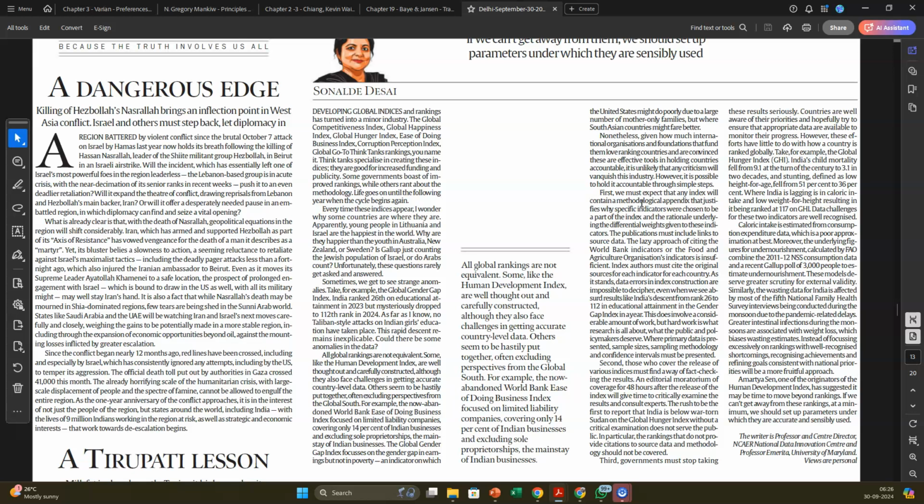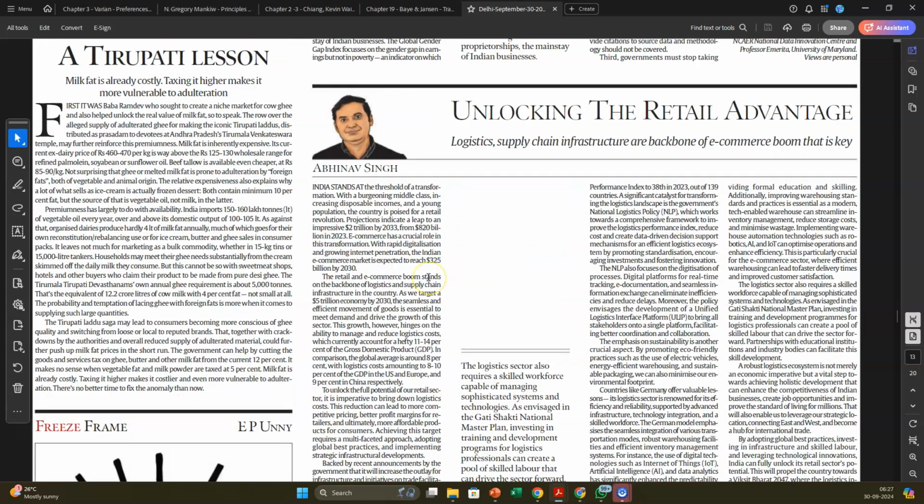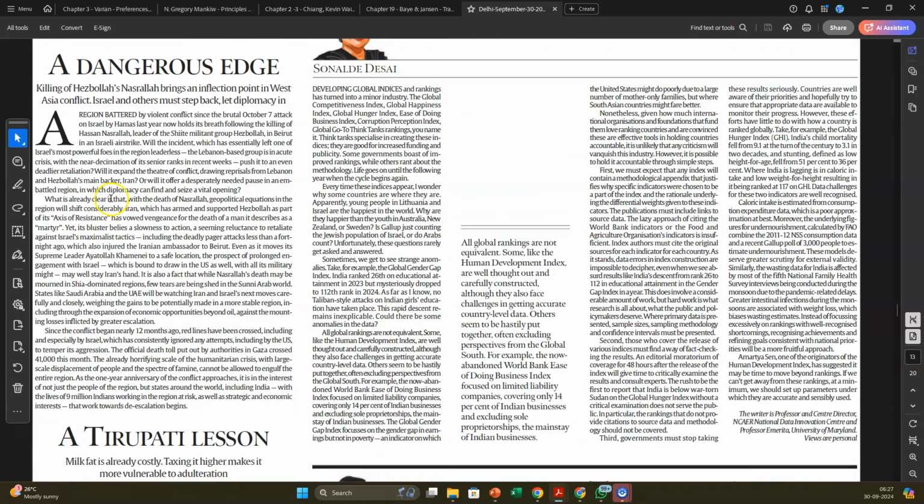So therefore, any particular policy measure which is based on this consumption expenditure data is not going to be very robust for the entire policymaking. So this is where Sonali Desai basically talks about the fact that we should take all these indicators with a pinch of salt. Then the next article, let's read this article, Dangerous Edge.